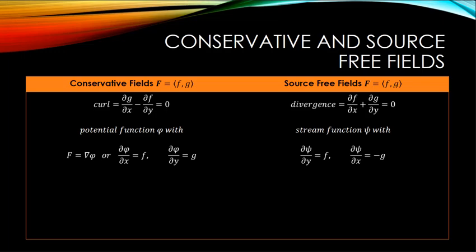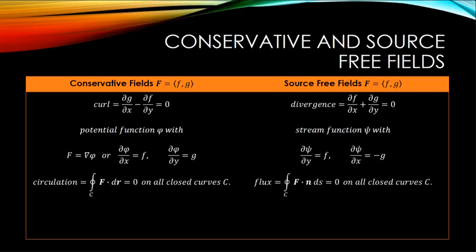In my conservative fields, circulation is given by the closed integral over c of f dot dr, which is equal to 0 on all closed curves c in my region. In source-free fields, my flux is given by the closed integral over c of f dot n ds, which is equal to 0 on all closed curves c.